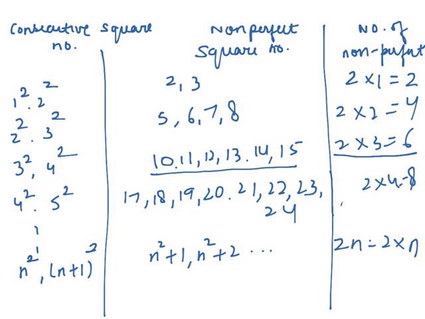To generalize this, if we have n square and (n + 1) square, the number of non-perfect squares we can derive by using the formula 2n, and those numbers will be n square plus 1, n square plus 2, and so on.